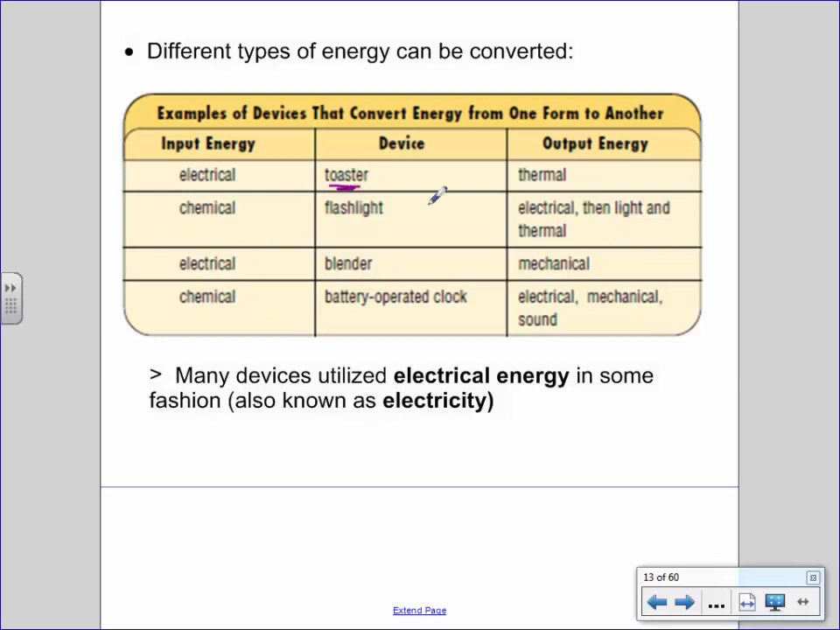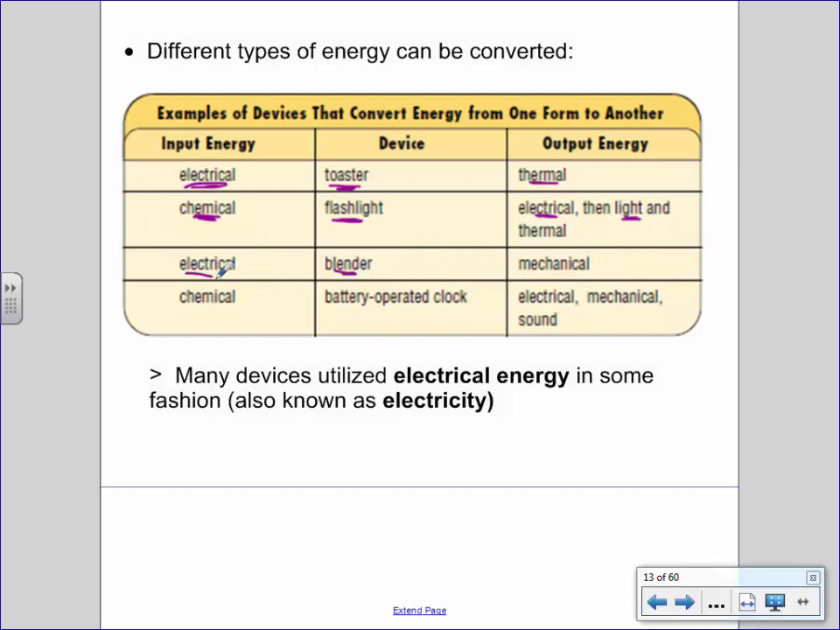For example, imagine a toaster. What does a toaster do? Well, it takes electricity and it turns it into heat so that it can toast your toast. Right? What does a flashlight do? Well, a flashlight takes chemical energy in a battery, it turns it into electricity, and that electricity eventually turns it into light.